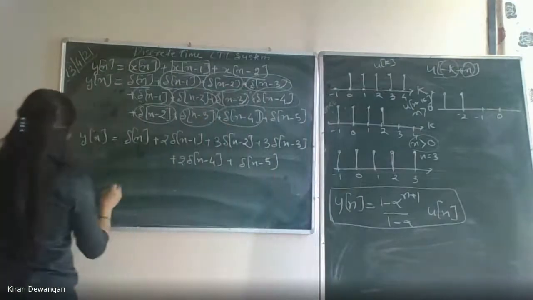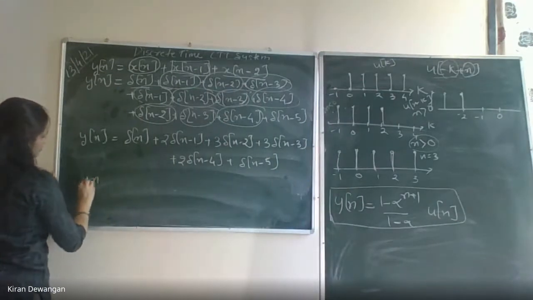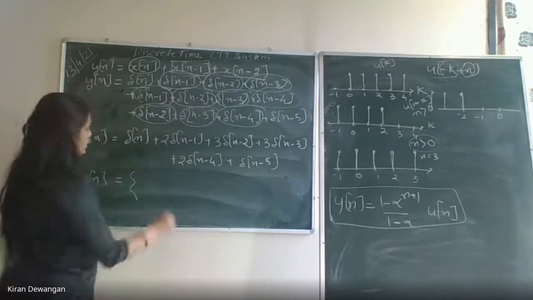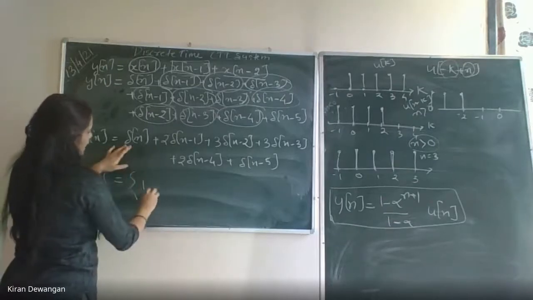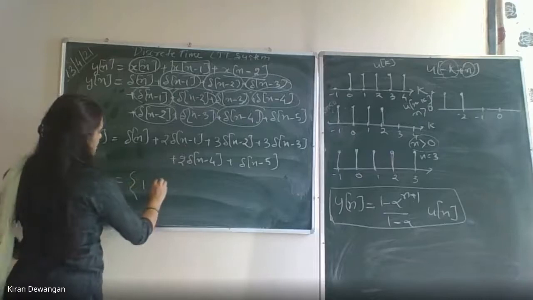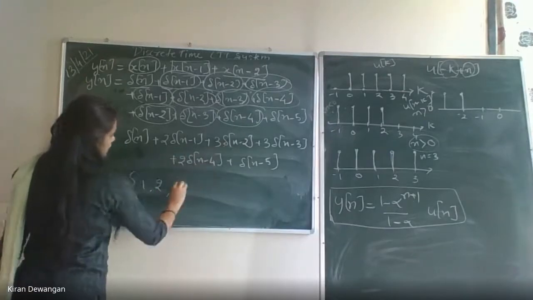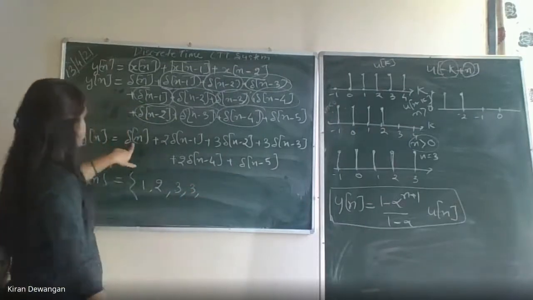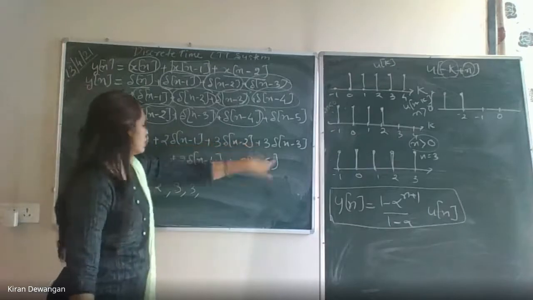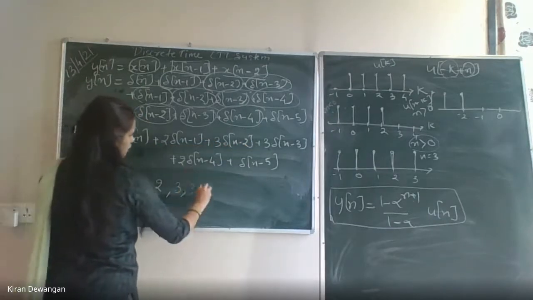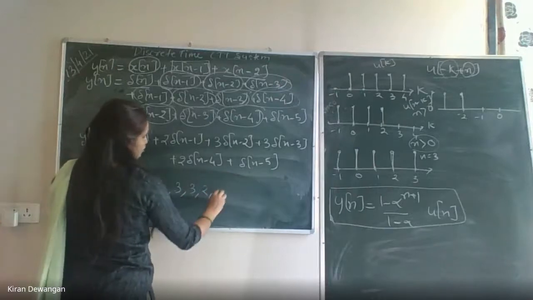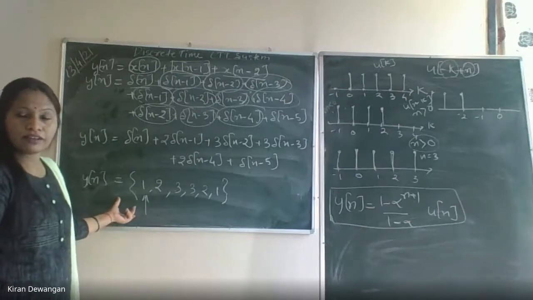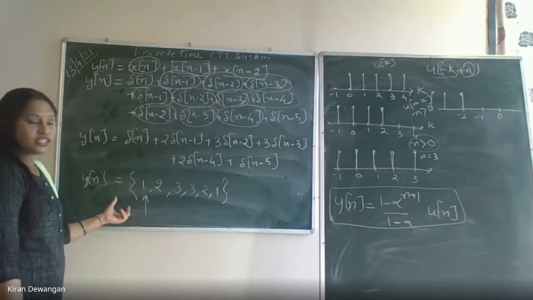we can easily write if n is 0. For n 0 पे the value is 1. ठीक है? And if n is 1, the answer is 2. If n is 3, the answer is 3. If n is 4, the answer is 3 again. ठीक है? सॉरी, ये 0 पे है, ये 1 पे है, ये 2 है, ये 3 है. 3 पे it is 3, 4 पे it is 2 and 5 पे it is 1 again. So this is going to be my y of n. Clear now? This one is clear. So ये मेरा y of n रहेगा.